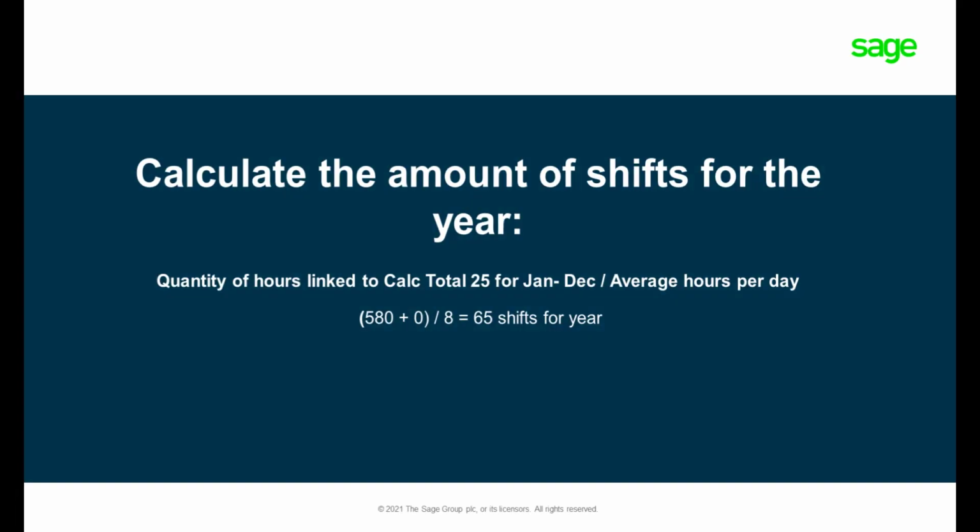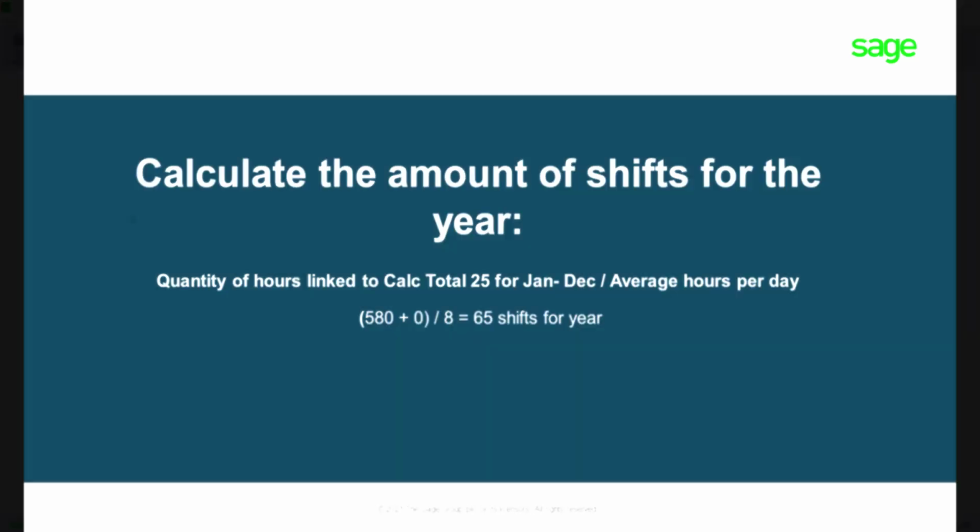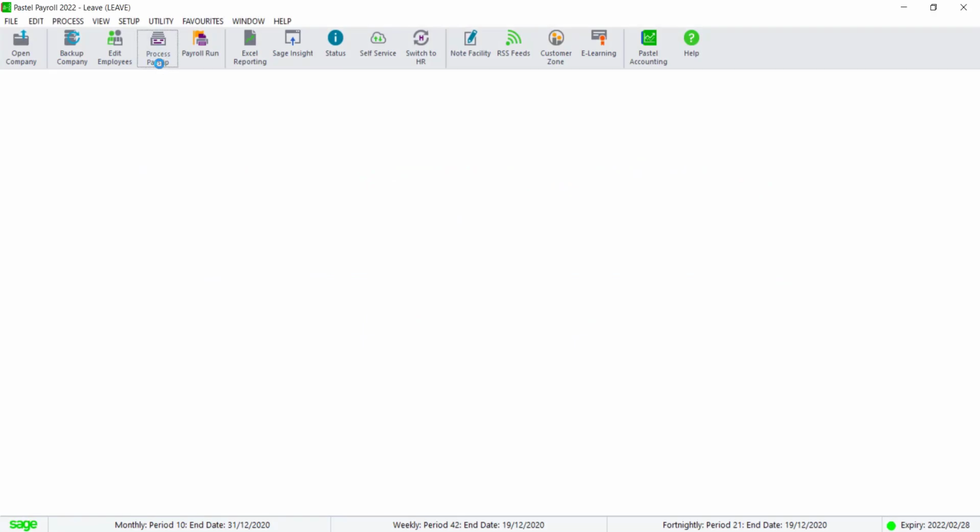In our case, it will be 580 hours in the current tax year and 0 hours from the year-end copy company as this employee only started in September. We will then divide it by 8 and the shifts for this employee for the tax year will be 65.